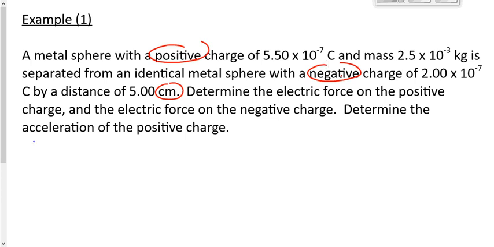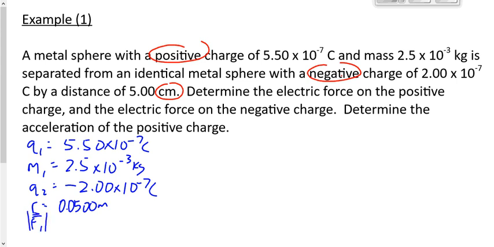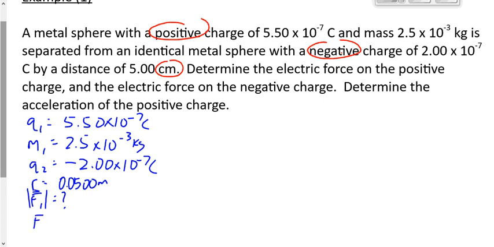Let's write down some givens. I'm going to say Q1 is 5.50 times 10 to the negative 7 coulombs. I'm going to say M1 is 2.5 times 10 to the negative 3 kilograms. Q2 is, I'm not going to forget that this is negative 2.00 times 10 to the negative 7 coulombs. And R, the distance that separates them, is 5 centimeters or 0.0500 meters. Let's find the force on number 1. Let's find the force on number 2. And let's find the acceleration of the positive charge. Let's find A1.